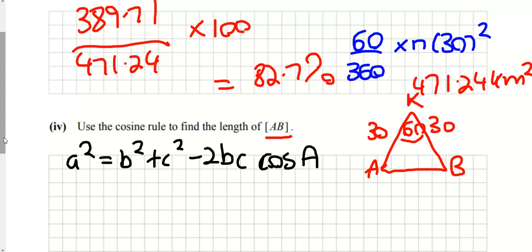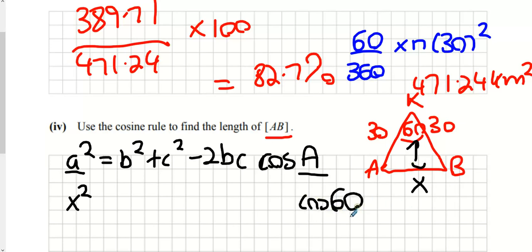Now, what's the point of the question? To find the length of AB. Let's call AB x. Is that cool, you guys? So small a is going to be x squared. Now, anybody tell me what capital A will be? Capital A is the angle you're going to use. You're using 60 because it's opposite the side you're looking for. So that's going to be cos 60.